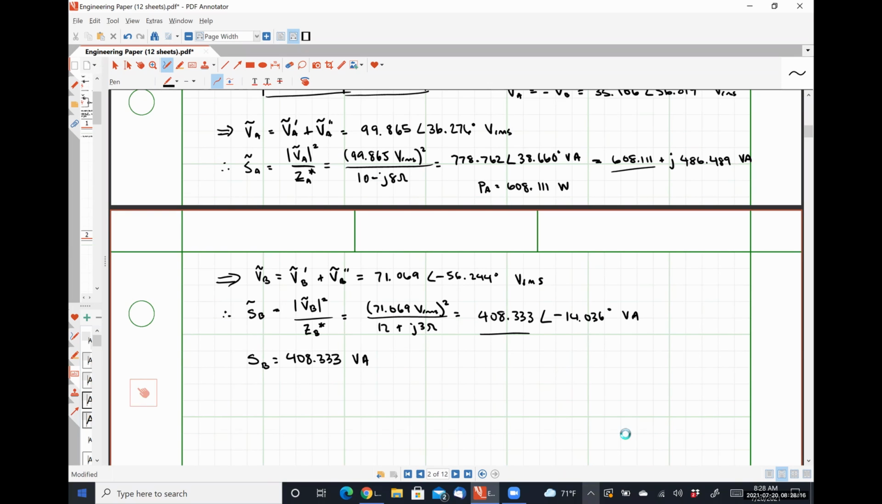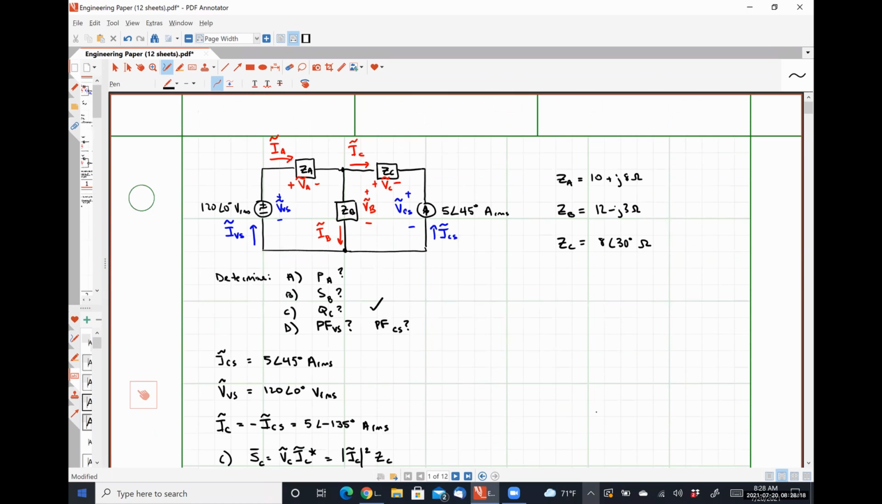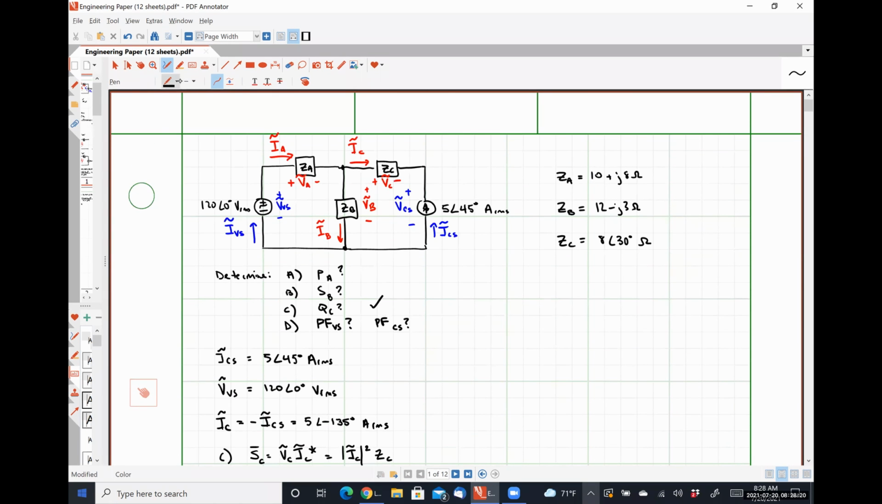I'm going to scroll up real quick and I want to put some check marks by what we know at this point. We know VA, we know VB, we know IC, obviously we know ICS, and we know VVS.